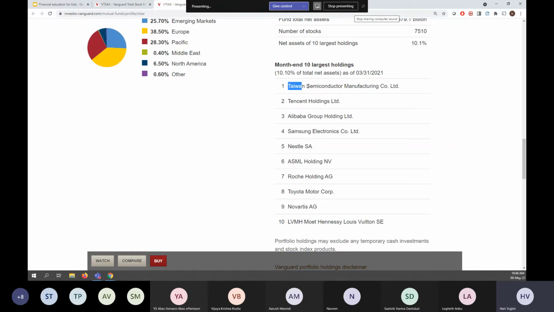Top 10 holdings now. This is a chip manufacturing company from Taiwan, TSMC, that's a big company. Tencent is from China. Alibaba is also from China. Samsung, where is Samsung from? Does anybody know where Samsung is from? Japan or North Korea? No, it's South Korea. It's a South Korea based company.